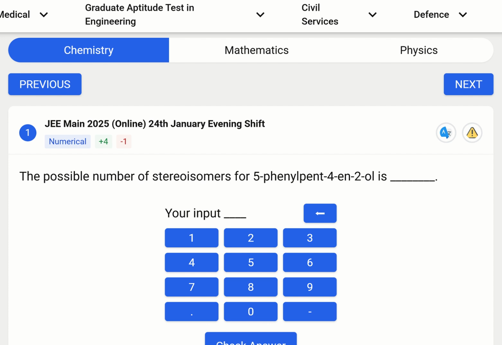Possible number of stereoisomers for 5-phenyl pent-4-yn-2-ol. Pent-4-yn-2-ol: 1, 2, 3, 4, 5. 4-yne, 2-ol. 1, 2, 3, 4, 4-yne. And here we have got phenyl.